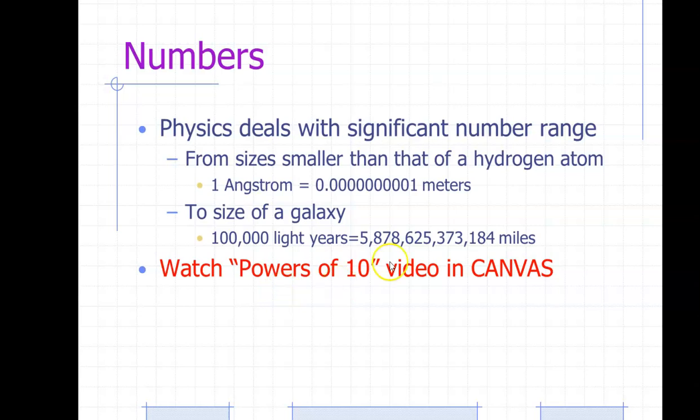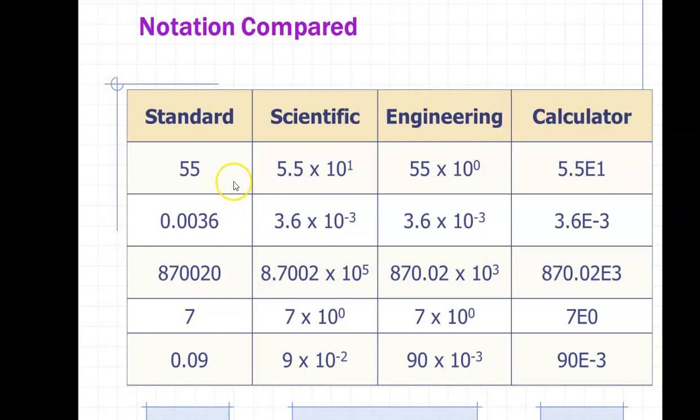Physics deals with a significant range of numbers that vary from the size of an atom to the distance between galaxies. If you haven't watched the Powers of 10 video in Canvas, pause this one and go watch it. It'll give you a feel for what we're talking about. The ways that we're going to write our numbers are decimal, scientific notation, or engineering notation.